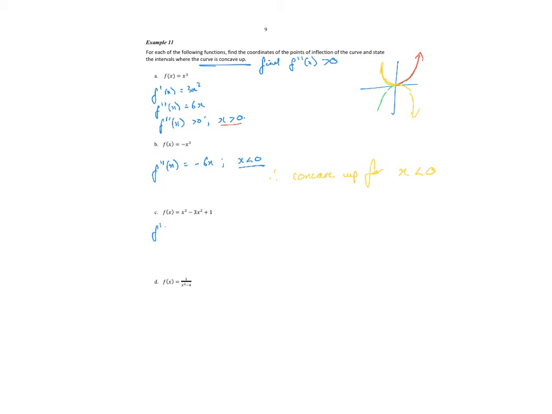So f dashed of x is equal to 3x squared minus 6x. F double dashed of x is equal to 6x minus 6, is greater than 0 for x is greater than 1. Okay.